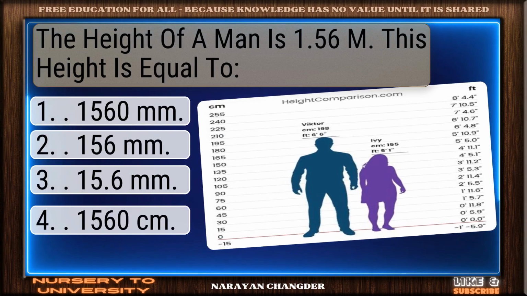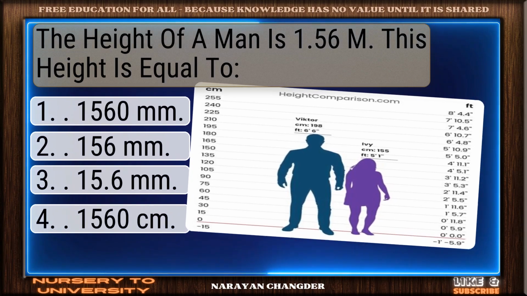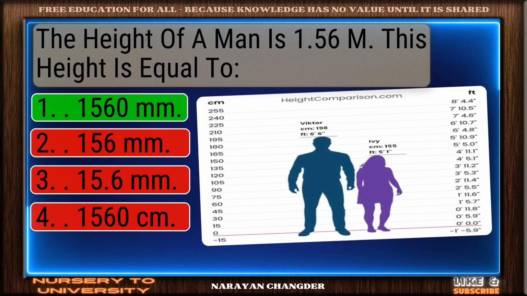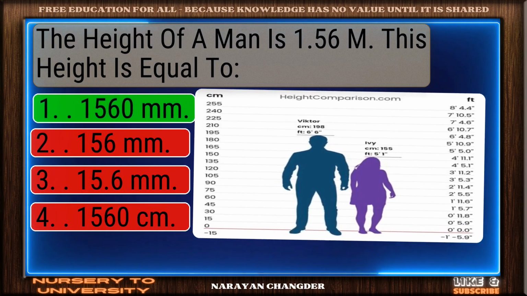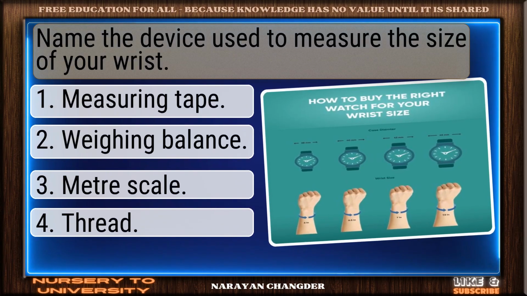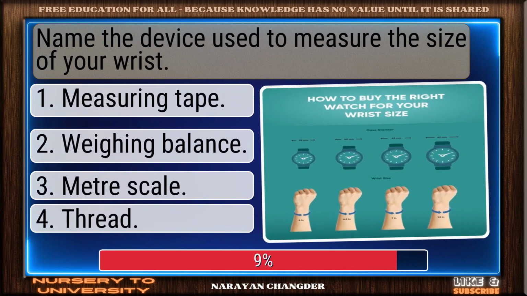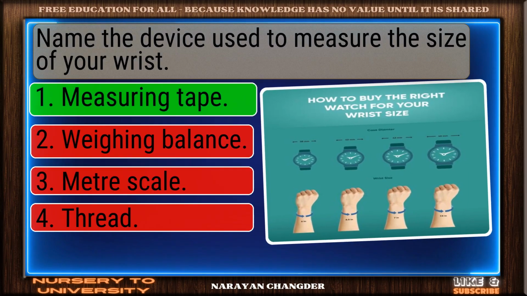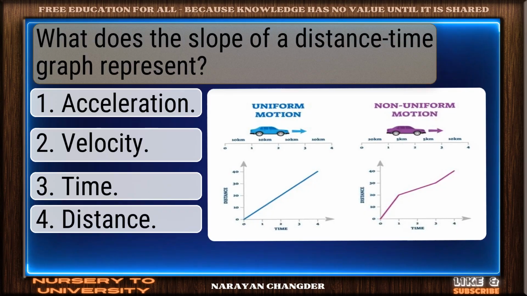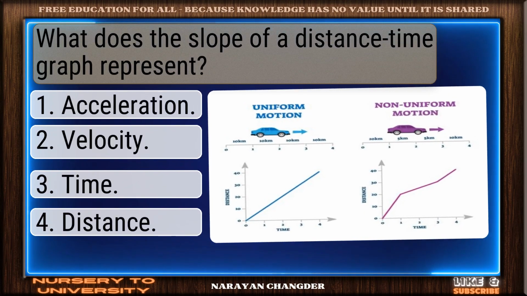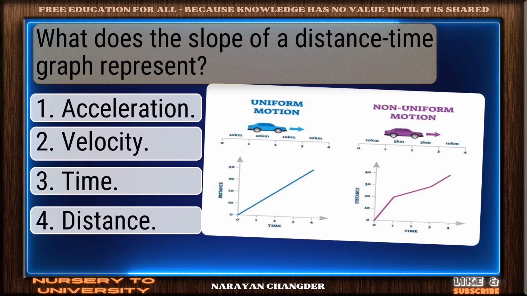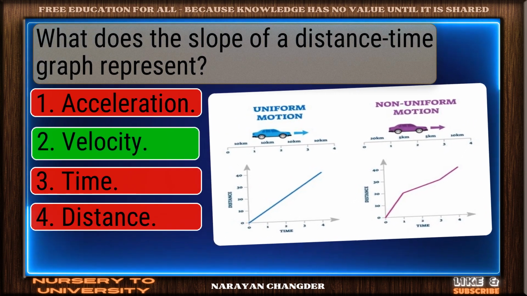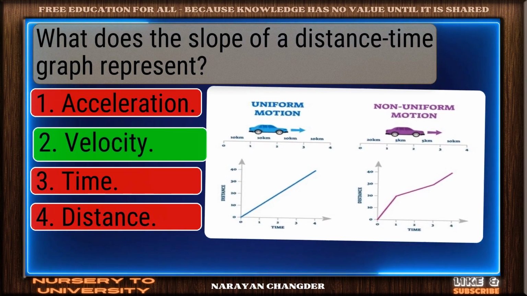The height of a man is 1.36 m. This height is equal to. The 1560 mm is true. Name the device used to measure the size of your wrist. Well reasoned. Measuring tape is the correct choice. What does the slope of a distance time graph represent? Perfect. Velocity is the correct choice.